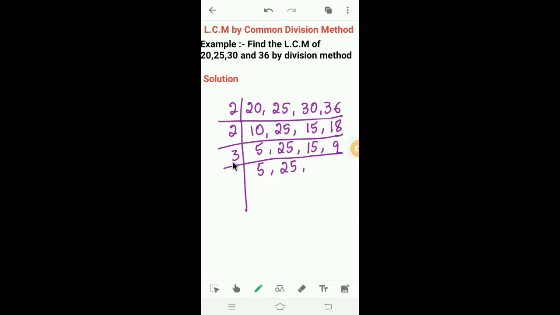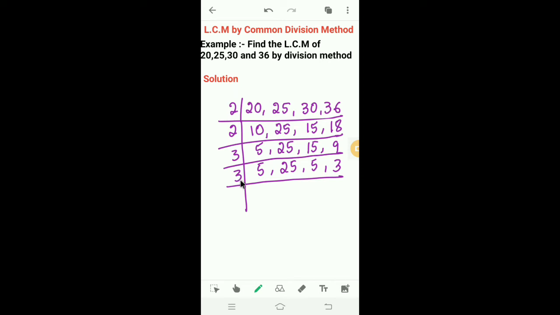15 is divisible by 3. 3 5s are 15. 9 is divisible by 3. 3 3s are 9. Next, 5 is divisible by 3? No. 25 is divisible by 3? No. 5 is divisible by 3? No. 3 is divisible by 3? Yes. So we have to take prime number 3.